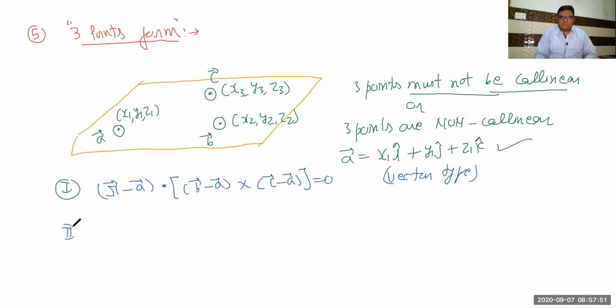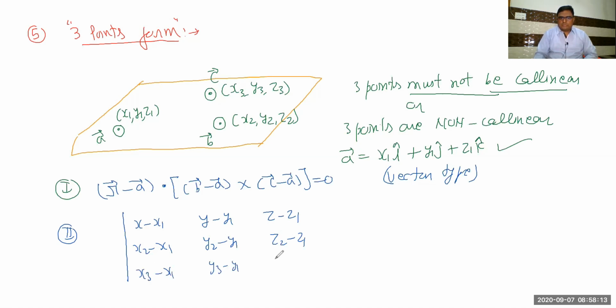On second number, if we talk about Cartesian form, then the formula is the determinant with rows: x - x1, y - y1, z - z1; x2 - x1, y2 - y1, z2 - z1; x3 - x1, y3 - y1, z3 - z1, equal to 0. So this is the Cartesian type of the equation of plane when the three points are given to us.